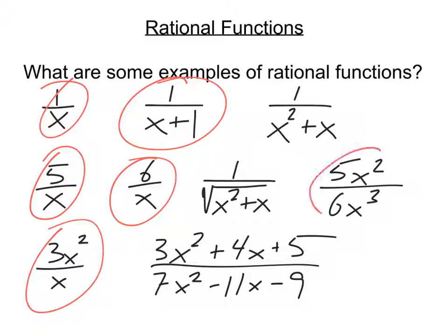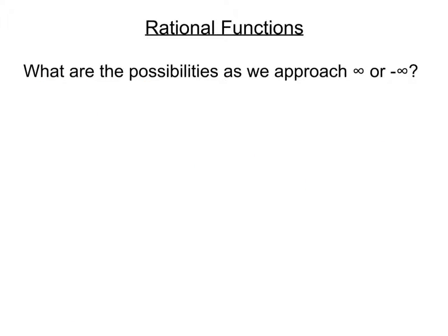And actually, we could even graph that one, if we simplify it a little bit, because all of those fit with some parent functions that we know. But the other ones get a little bit trickier. So we're going to have to be dealing with what happens with these graphs, specifically today, as we approach either infinity or negative infinity. So what are some of the possibilities?